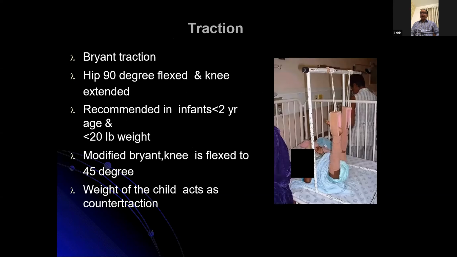Next slide. Traction: this is Bryant's traction. Here the hip is at 90 degrees flexion and the knee extended. It is recommended in infants below the age of 2 years and weight below 20 pounds. Another is modified Bryant's traction, where the knee is 90-degree flexion and the hip is 45-degree flexion. In this traction, body weight acts as a counter traction.